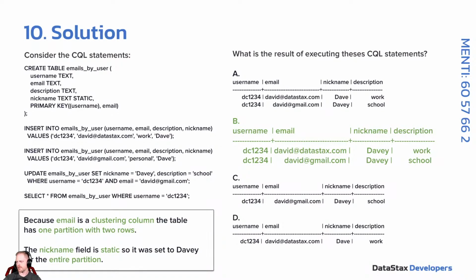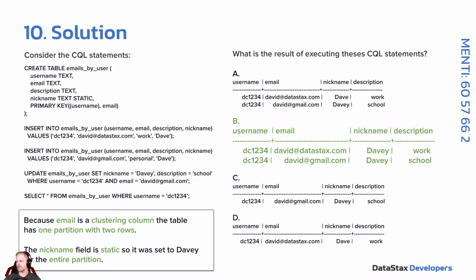Then I do an update. First off, that results in 2 rows, because the rows are uniquely identified by username and email: same username, different email, 2 rows in the same partition. Next, I have an update, and here's where it gets interesting. We say update emails by user, set nickname to Davey and description to school, where the username is DC1234 and the email is david@gmail.com. That was the second insert.